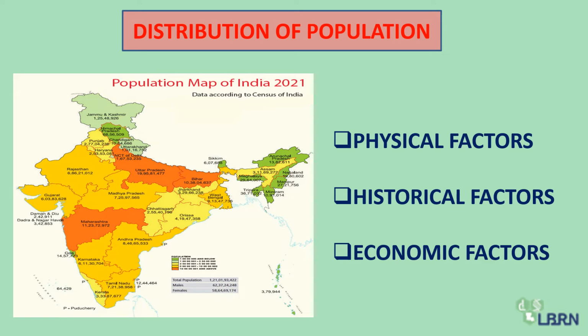And the third one is economic factors. Yes, the facilities encourage dense population in an area. What are the facilities? Education institutions, employment opportunities, manufacturing industries, luxurious amenities, trade and commerce, and the medical facilities, and so on.